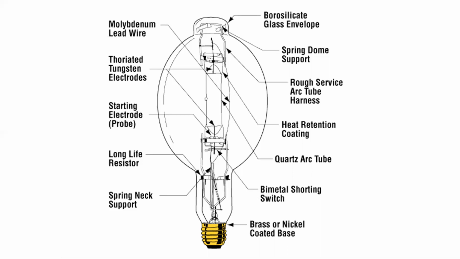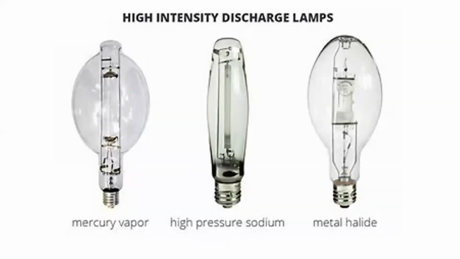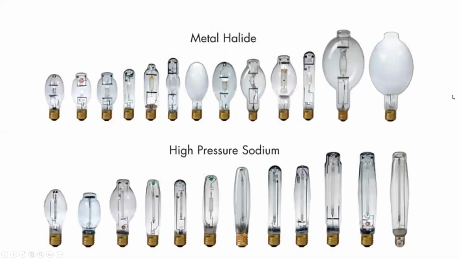Here are a few of the different types. We have mercury vapor HID, high pressure sodium HID, and metal halide HID. Mercury vapor and metal halide are probably the two most common in industry. There are all sorts of different sizes and shapes of fixtures, and the light bulbs are very large. One light bulb can be the size of a single phase meter base in some applications.